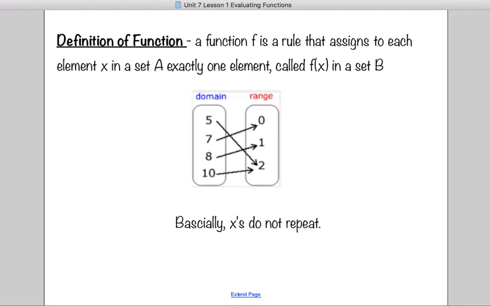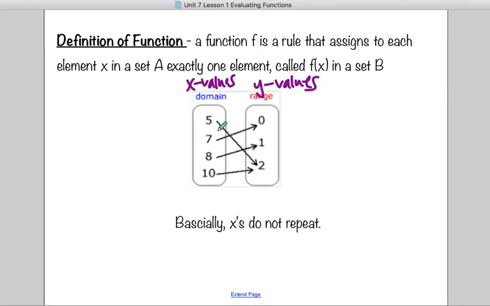Okay. So a function f is a rule that assigns to each element x in a set A exactly one element called f of x in a set B. So what we're talking about here is your domain and your range. Those are your x values. And then your range is your y values.